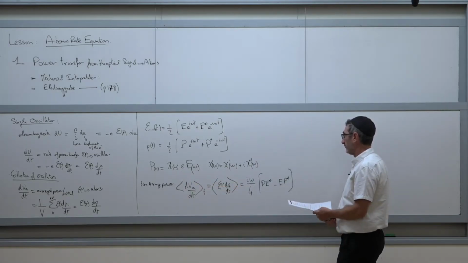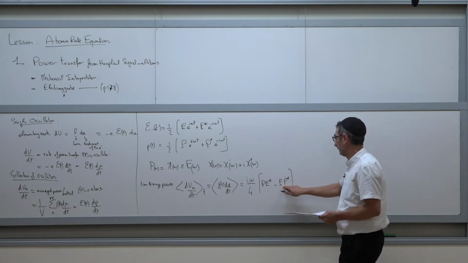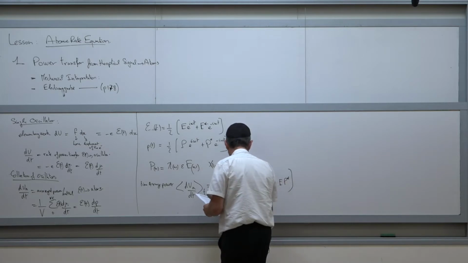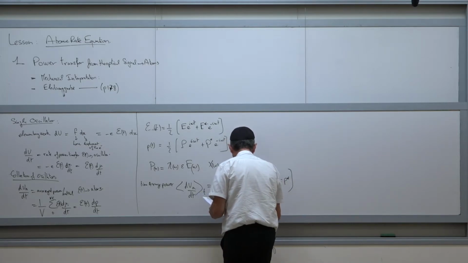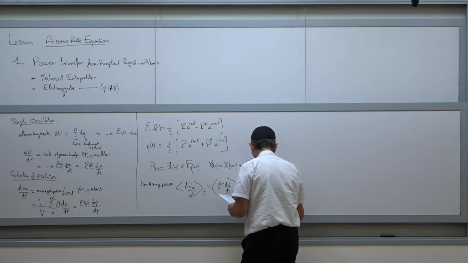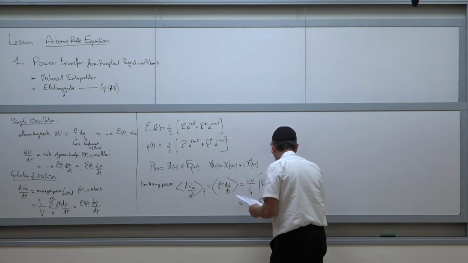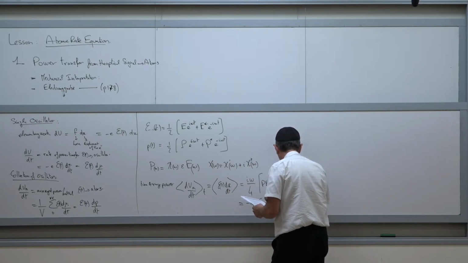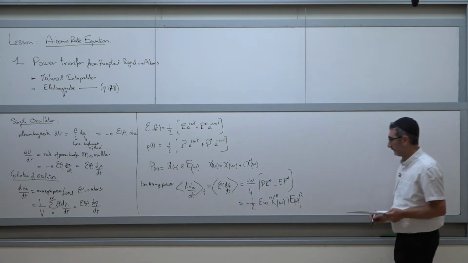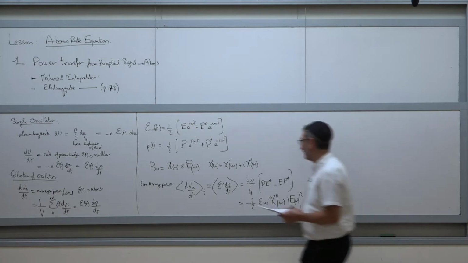I give you the final result. It's very easy to replace these two products. What you find is minus 1/2 epsilon omega times chi second of omega times modulus of E of omega squared. So we have a very nice expression.